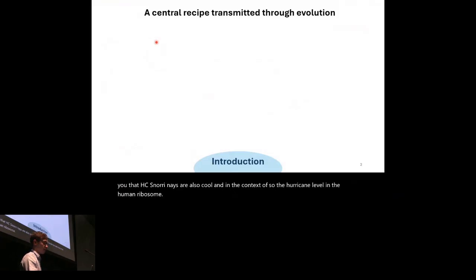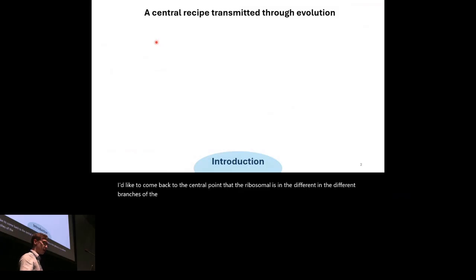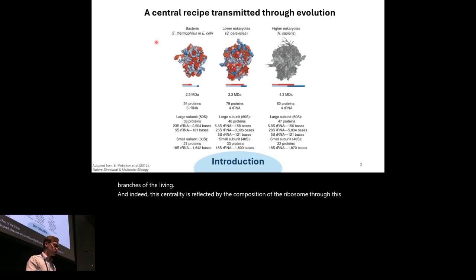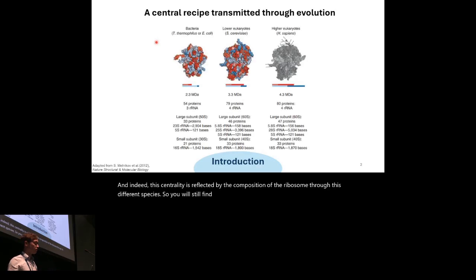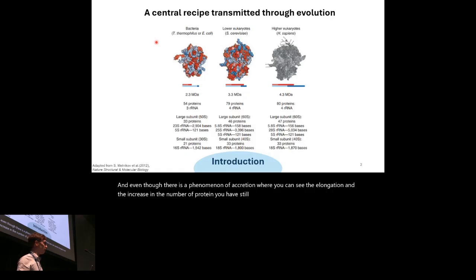So I'd like to come back to the central point that the ribosome is in the different branches of the living. And indeed, this centrality is reflected by the composition of the ribosome through these different species. So you will still find ribosomal proteins, ribosomal RNAs organized around a large and a smaller subunit. And even though there's a phenomenon of accretion where you can see the elongation and the increase in the number of proteins, you still have this centrality in this composition.